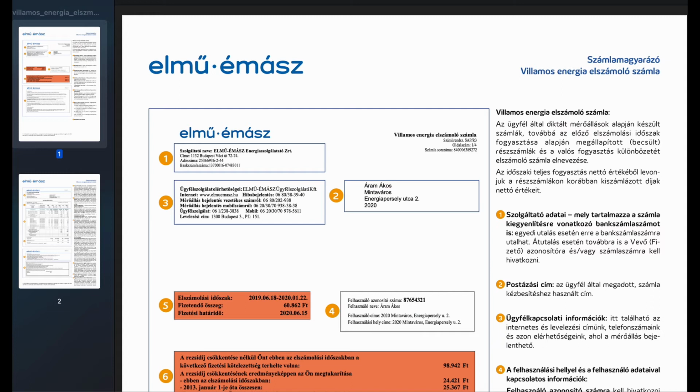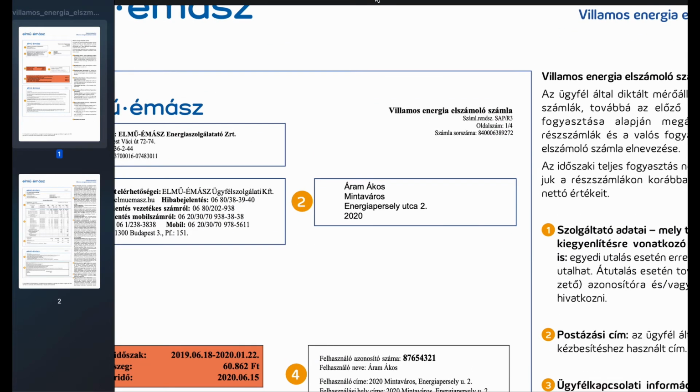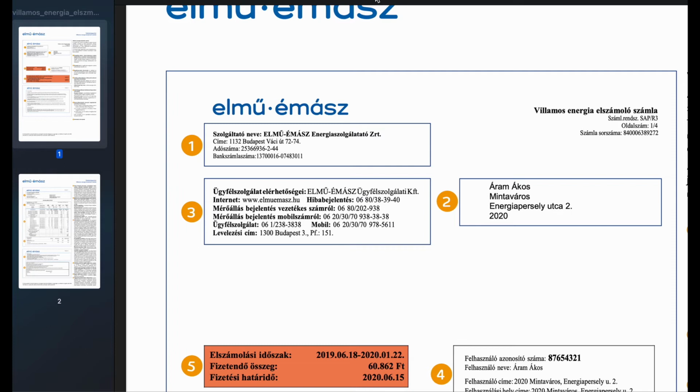So I downloaded the PDF sample of the bill, and you can do the same thing yourself, but why would you? So on the right side, you see every section is broken down in Hungarian, but I'm going to explain as fast as I can each section here. I'm going to enlarge it here and move it over. So here we go.